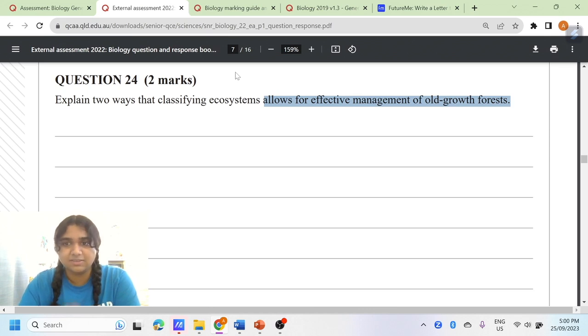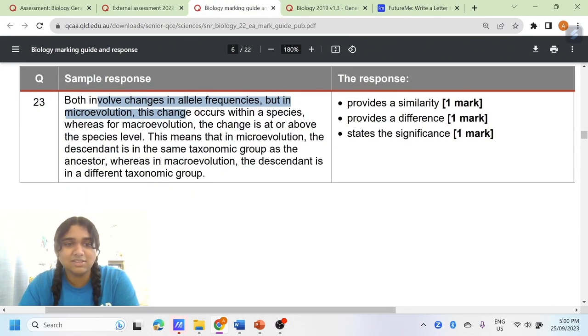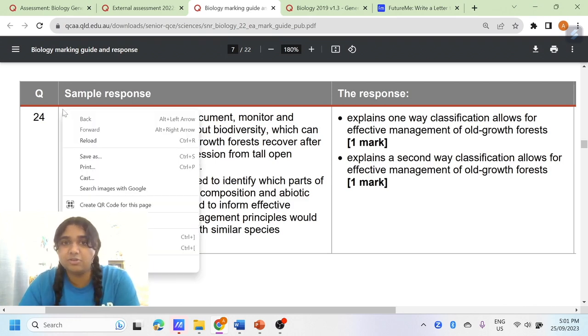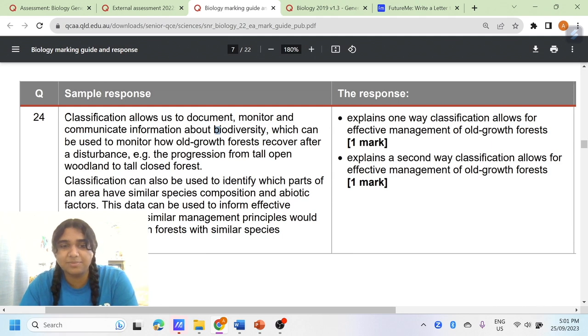What you have to do here is give two reasons for why management helps with old growth forests. But the thing is, the answer that they've given you isn't super specific. The first thing that they've said is classification allows us to document, monitor, and communicate information about diversity, which can be used to monitor how old growth forests recover after a disturbance. That's a pretty generic and general statement to make. You could have easily replaced old growth forests with coral reefs or any of the other ecosystems that the syllabus mentioned and still get the mark for the question.